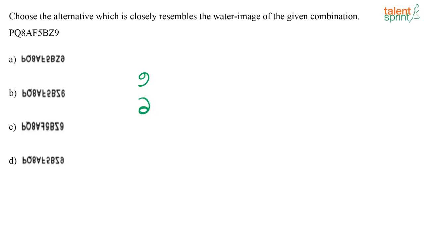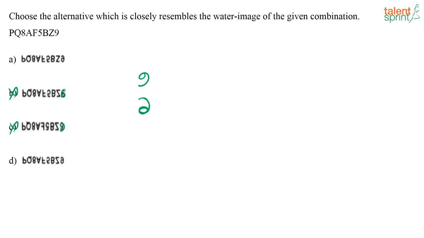In the water image. So here this option is completely wrong. Option B and option C you can eliminate. Here it is given as 6, which is not correct. Here again the same 9 is there. It is not at all inverted. So these two options directly you can eliminate. Now you are left with option A and option D.